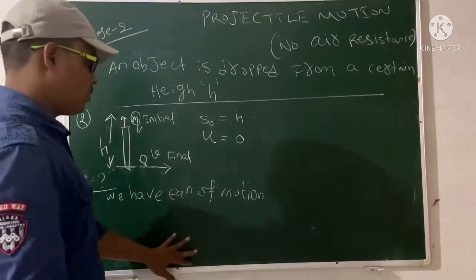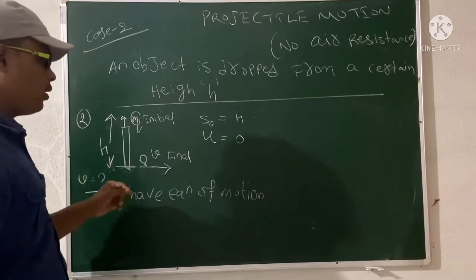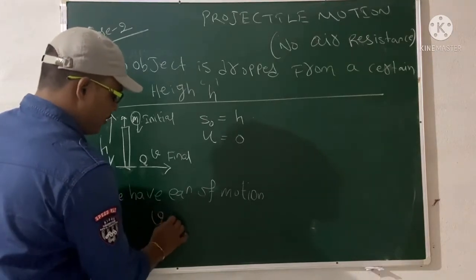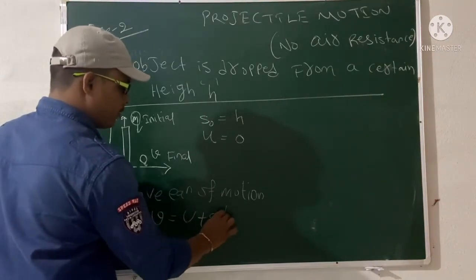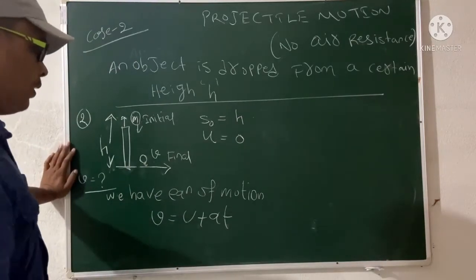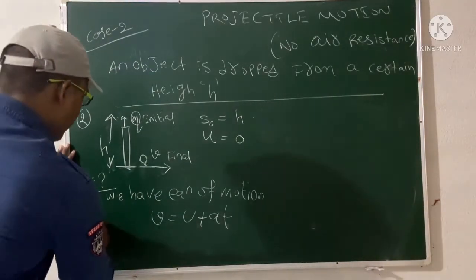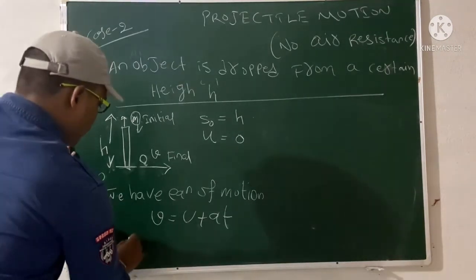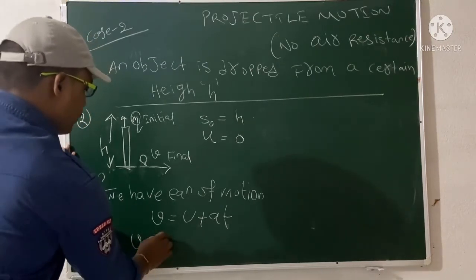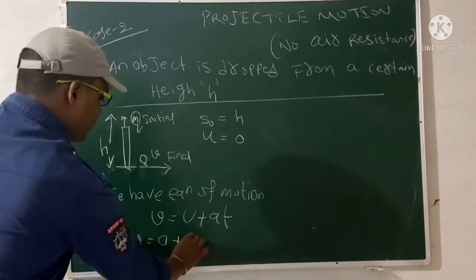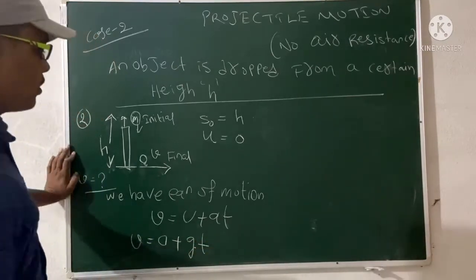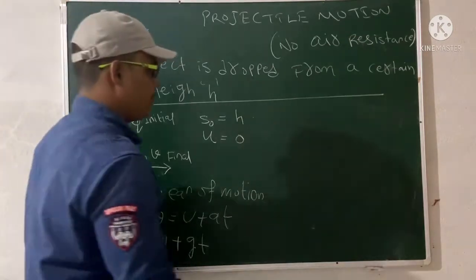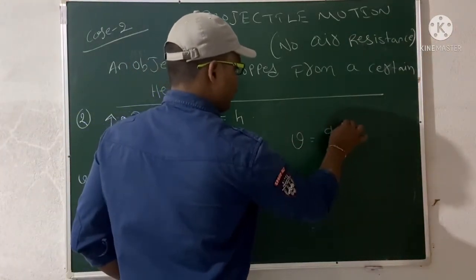Okay, so we have the equation of motion. What is the equation of motion? We will use it here to find the final velocity. So remember, we have v equal to u plus at. Write the y component. So v equal to your initial velocity, which is 0, plus acceleration due to gravity g into t. So this is moving downward, initial velocity 0, acceleration is g. That means v equal to g into t.